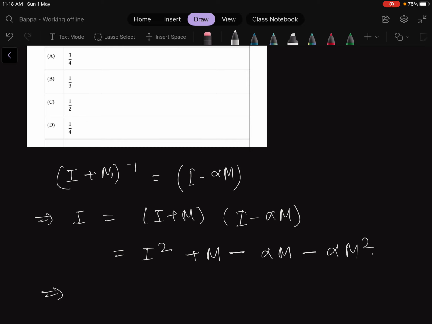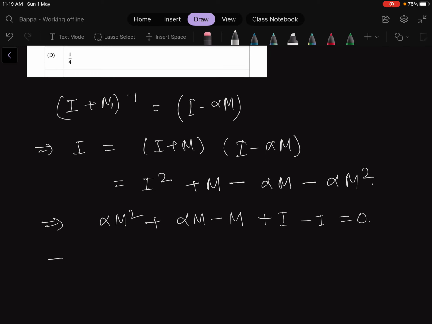So what you get is alpha M squared. If I take everything to the left hand side, what do I get? Alpha M squared plus alpha M minus M is equal to I minus I equal to 0. So now the identity goes out, divide by alpha, what do we get? M squared plus (alpha minus 1) by alpha times M equal to 0.